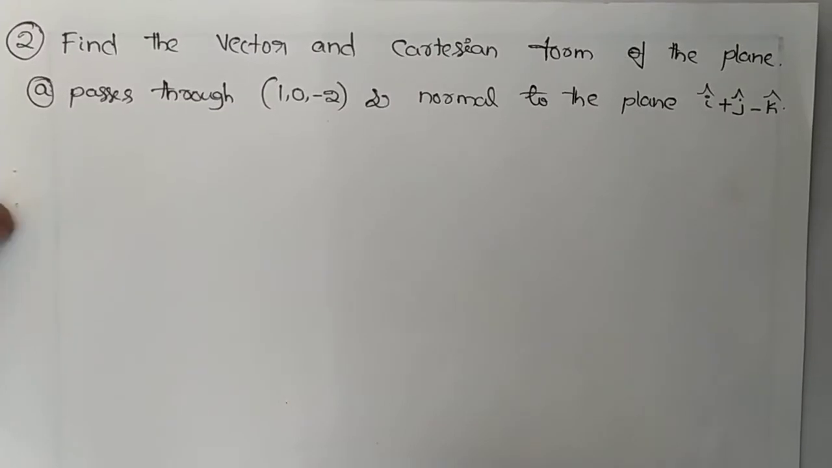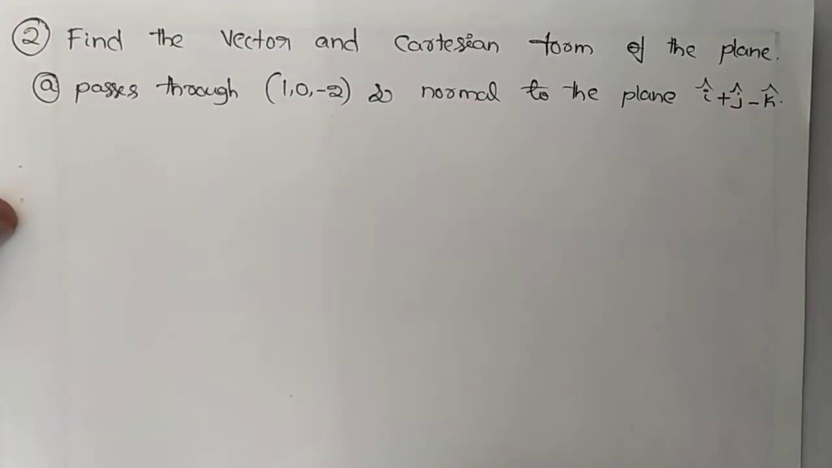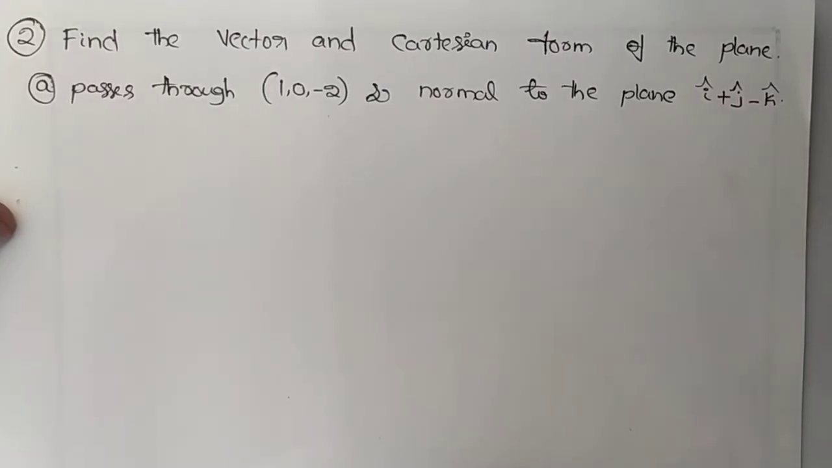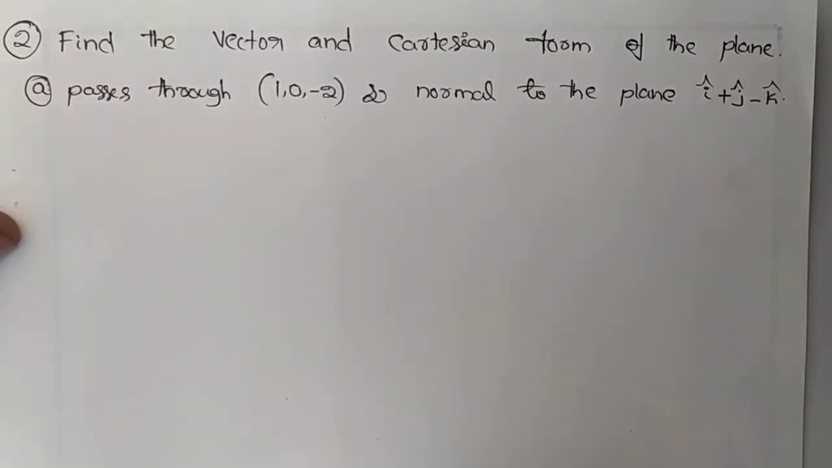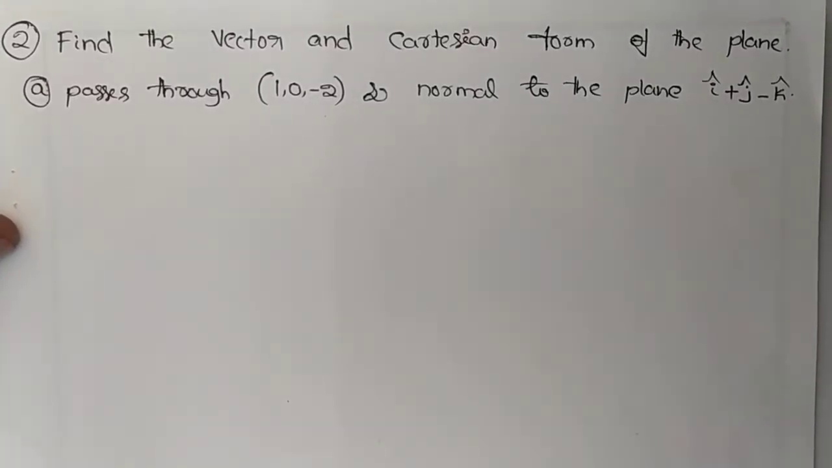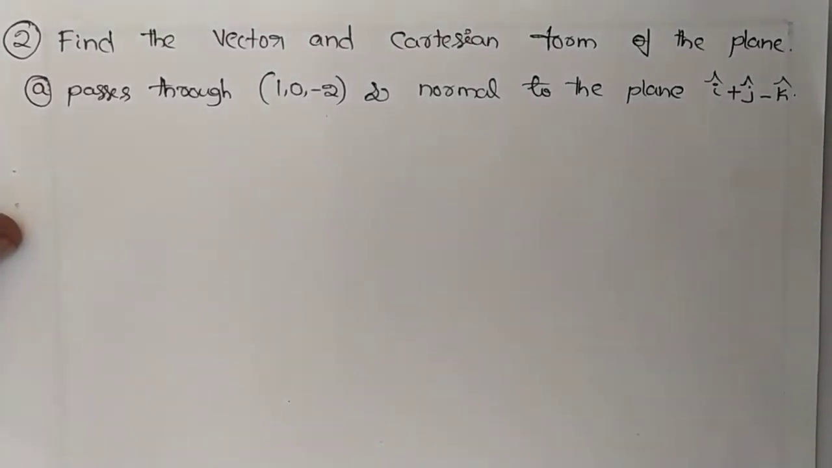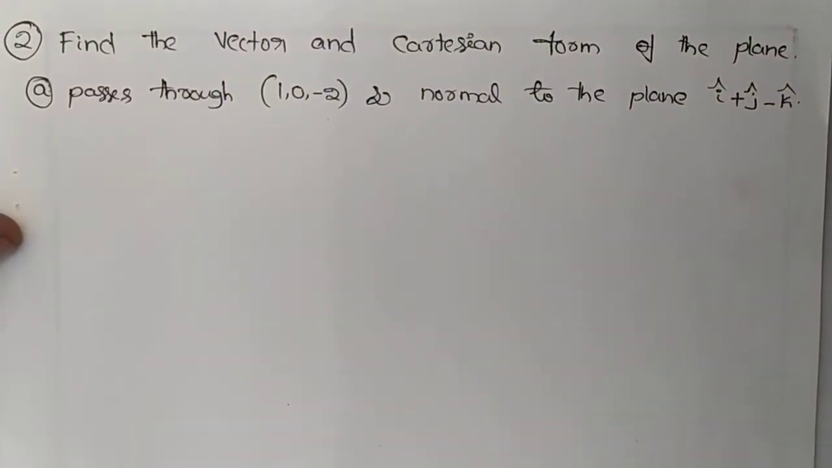In our previous class, we learned the derivation of the equation of a plane perpendicular to a given vector and passing through a given point, both in vector and Cartesian form. Based on that derivation, we solved one problem. In this class also, we will continue with problems belonging to the previous derivation.